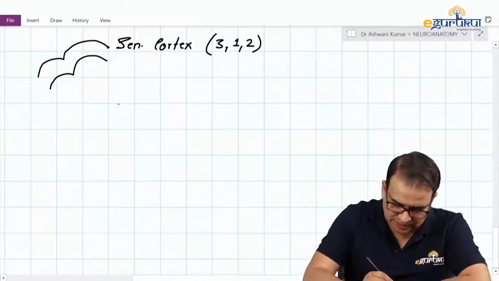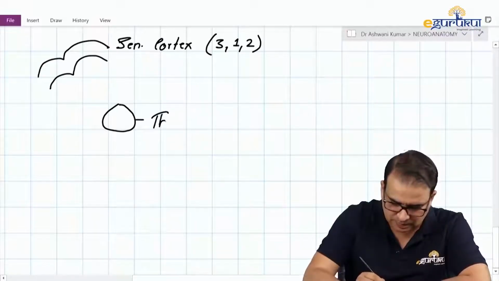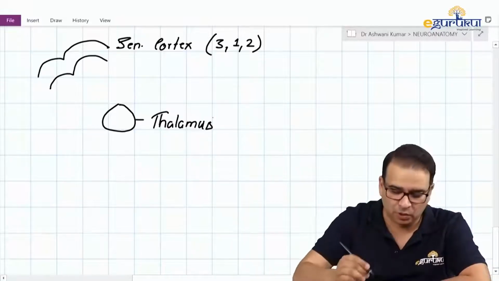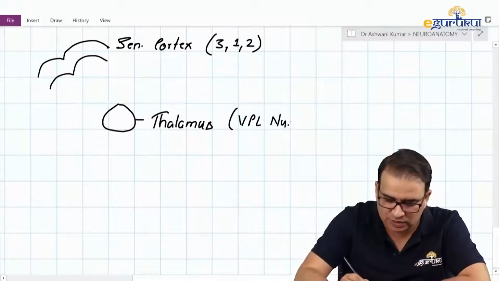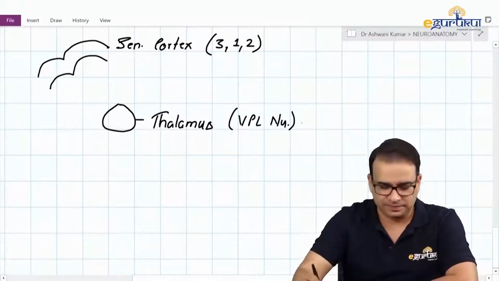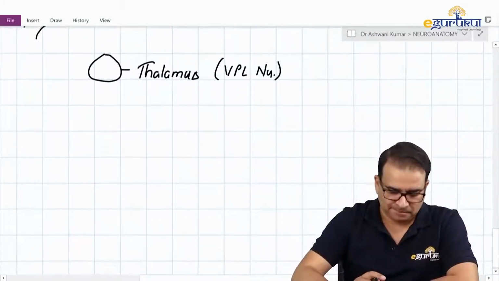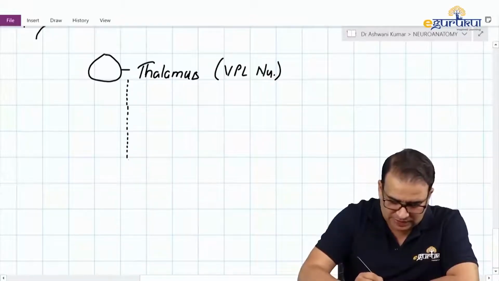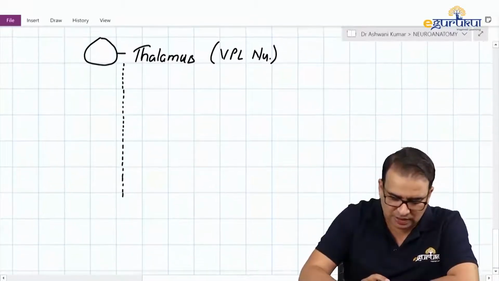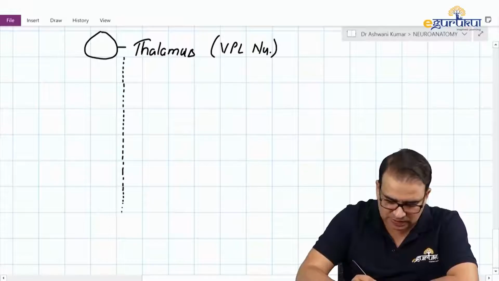Once again, this here is the thalamus. And we are still talking about the sensations which are coming from below. So what nucleus do we still need to continue with? VPL, ventro-posterior lateral nucleus. L, lateral, lower. Once again, I would request you to draw the midline here. That's the midline of the brainstem, and this midline of the brainstem will continue as the midline of the spinal cord also. Just try to make it a little longer so that we can clearly show where the decussation takes place.